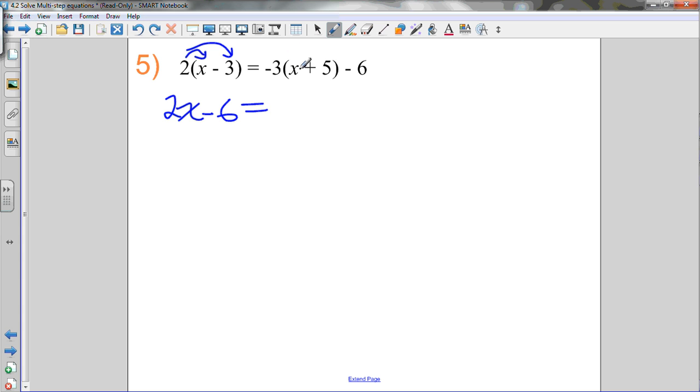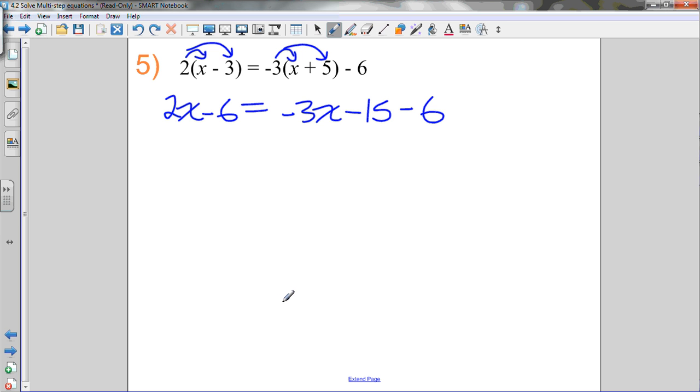And then on the other side of the equation, I have a multiplication I should do here to get rid of the brackets. Distribute the negative 3 to the x and the 5. Make sure you distribute the negative 3. Don't forget that negative in front there. Negative 3 times x is negative 3x. Negative 3 times 5 is negative 15.